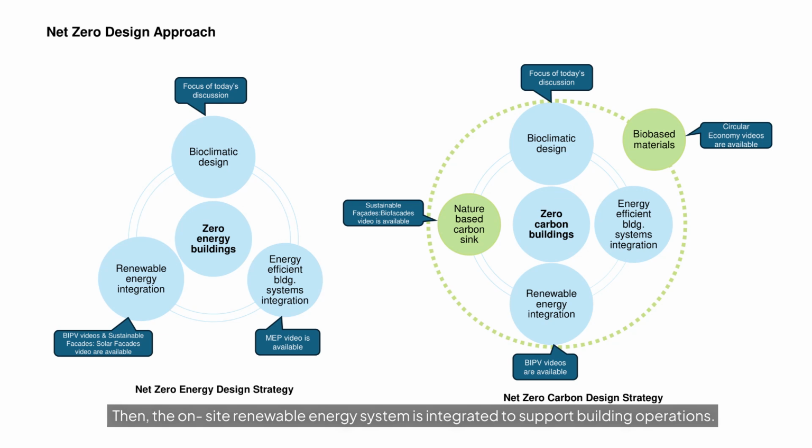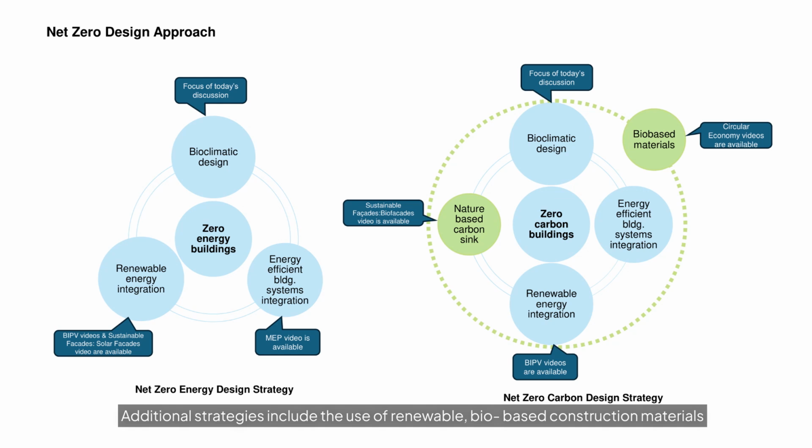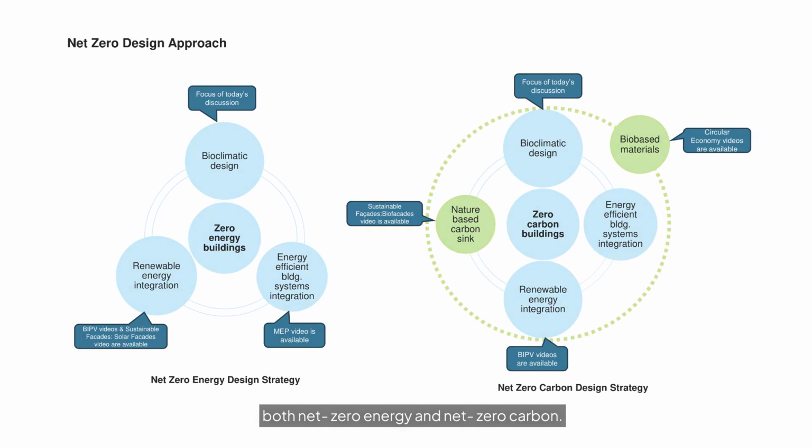The net zero carbon approach on the right requires additional strategies beyond the net zero energy approach. Additional strategies include the use of renewable bio-based construction materials and the integration of vegetative systems, both of which offset carbon emissions from the building overall. The final performance goal is to design buildings that achieve both net zero energy and net zero carbon. For more information, refer to the additional videos indicated in the slide.